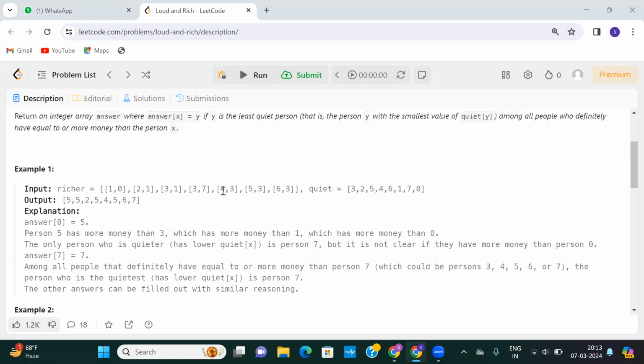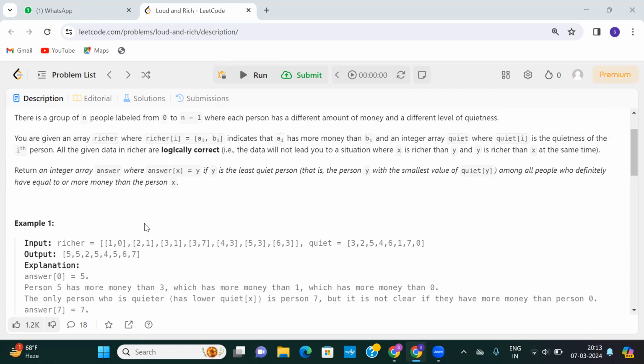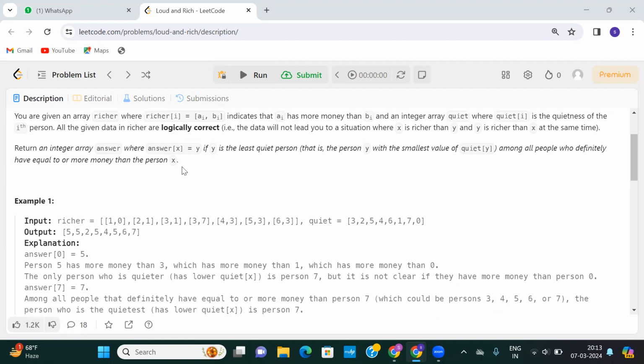Now the richer array. What does the richer array denote? 1, 0. It means 1 has more money than 0. 2, 1. 2 has more money than 1. 3, 1. 3 has more money than 1. 3, 7. 3 has more money than 7. So in this way, the richer array is telling us about the money, that is, which person is richer than whom. I hope that you are getting my point. What is the significance of the richer as well as the quiet arrays?